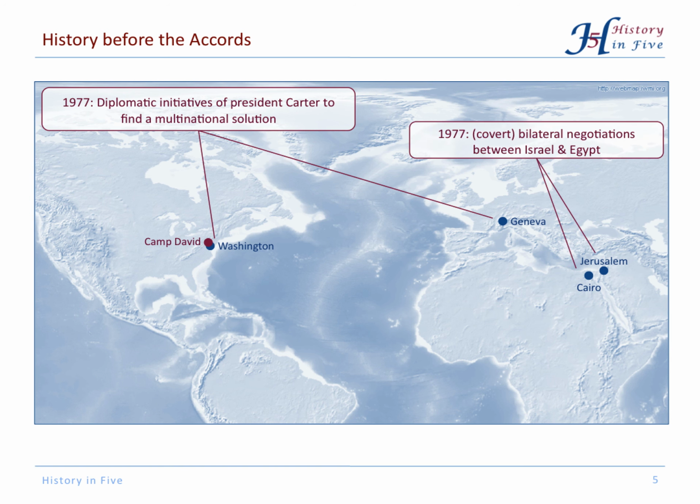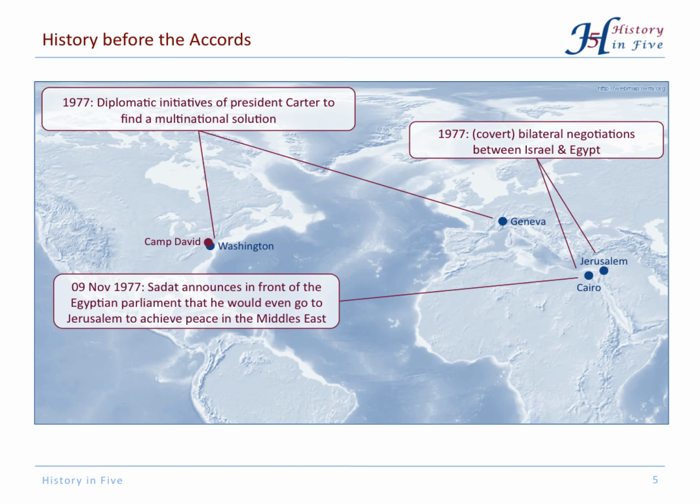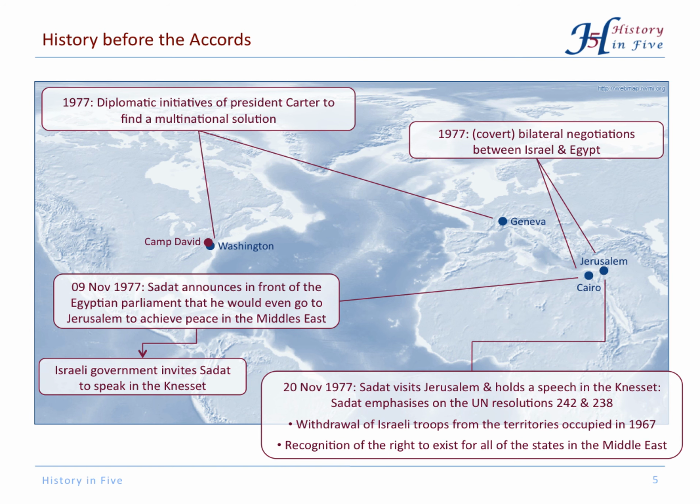And that actually happened. Covertly, Israel and Egypt were in negotiations, and then Sadat announced, quite cleverly, I want to have peace in the Middle East. I would even go to Jerusalem. Perfect. The Israeli government invited him, and he was speaking in front of the Knesset. And he said what he wanted is that Israeli troops should withdraw from territories occupied in the Six-Day War, and all states should have the right to exist in the Middle East.